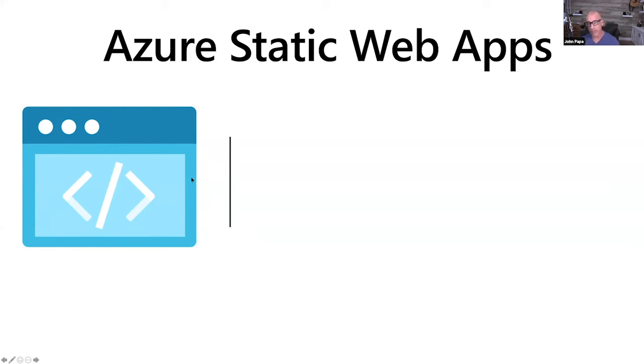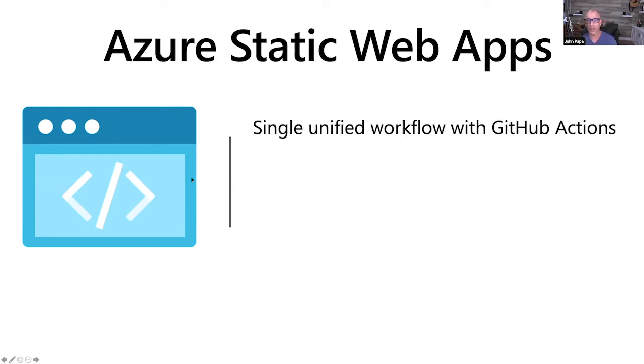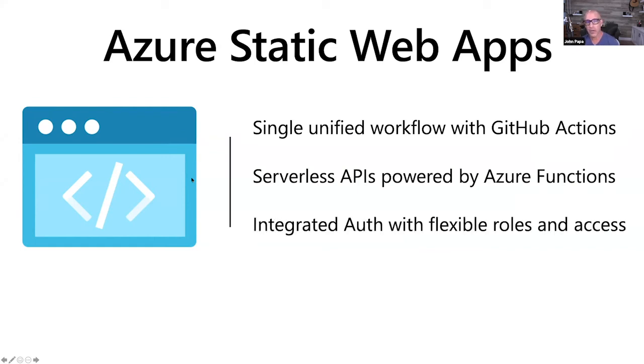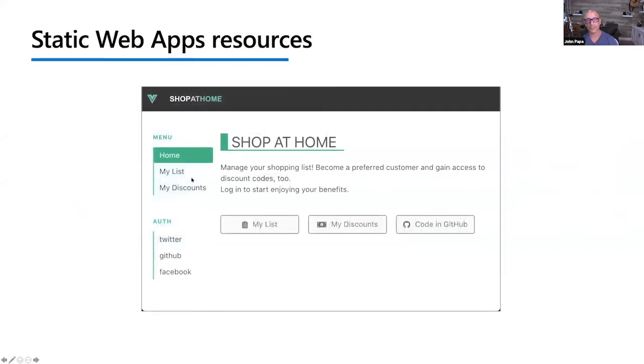So basically what's happening is the cloud providers are all shifting to supporting these really popular web frameworks in a way that just makes it easy. And you don't need to be an architect with 20 years experience to be able to deploy things like reverse proxies. So we get a single unified workflow, in this case with GitHub Actions. We have optionally, if we have APIs, we can use serverless functions to do that with Azure Functions. And we get integrated authentication and authorization with roles if we want to do that.